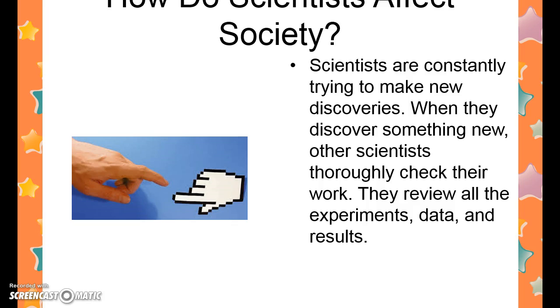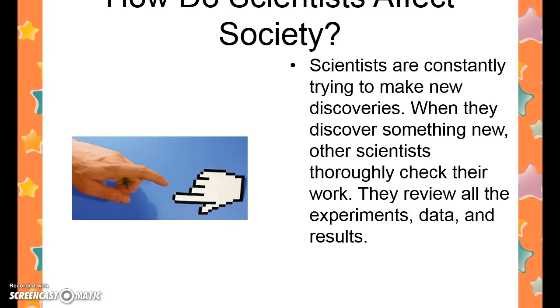All right. How do scientists affect society? They do, hugely. Scientists have an effect on society, and on the opposite, society affects scientists. So scientists are constantly trying to make new discoveries. When they discover something new, other scientists thoroughly check their work. They're going to review all the experiments, data, and results. If they get the same results, and then another scientist doesn't get the same results, this is how new ideas are brought out.